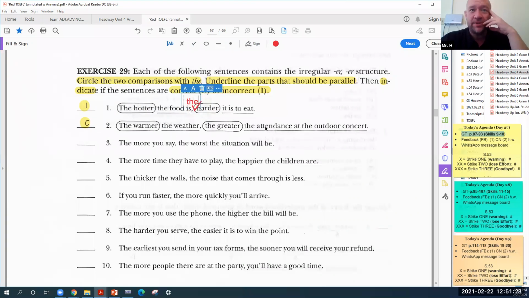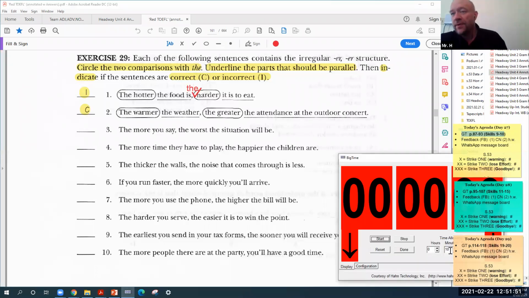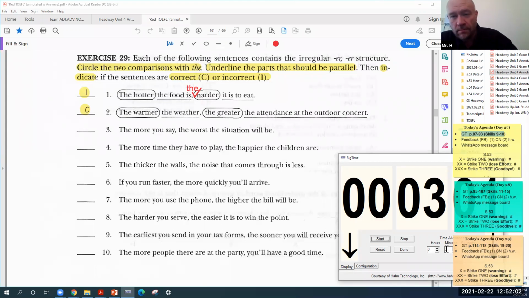All right. Hassan, how about number 2? I think it's just explain the circle. Okay. The warmer, so it's comparative. And then the weather, the greater the attendance at the outdoor concert. Good. Okay. All right, gentlemen, let's give this exercise a shot. Here we go. You got 3 minutes.